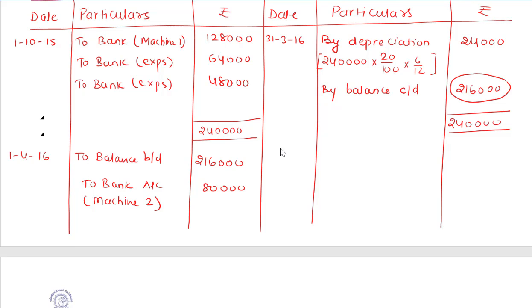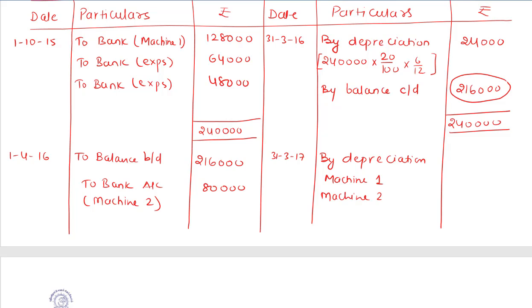This is machine 2. I hope you understand this. Now we need to calculate the depreciation on it on the last day, 31st March 2017. We will write by depreciation on machine 1 and on machine 2 separately.